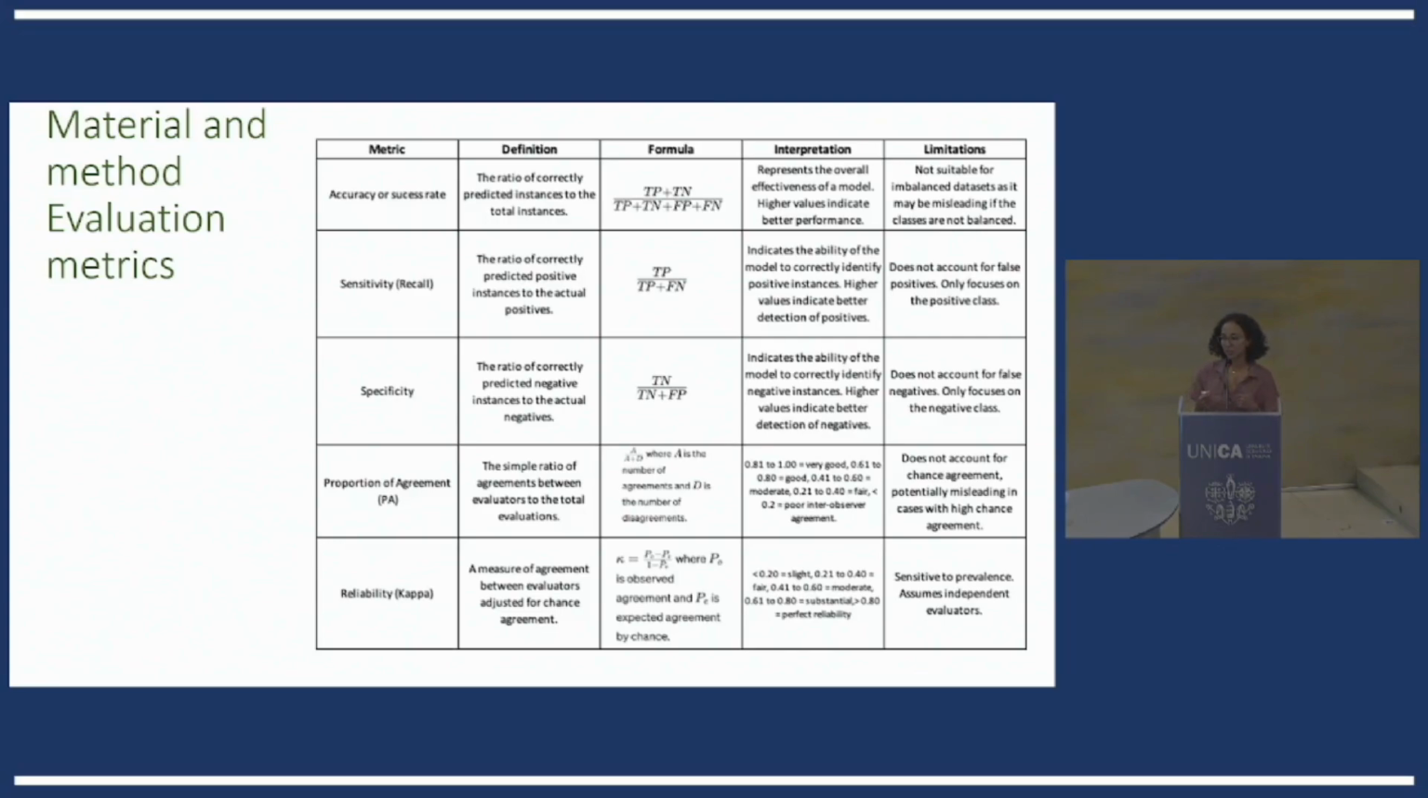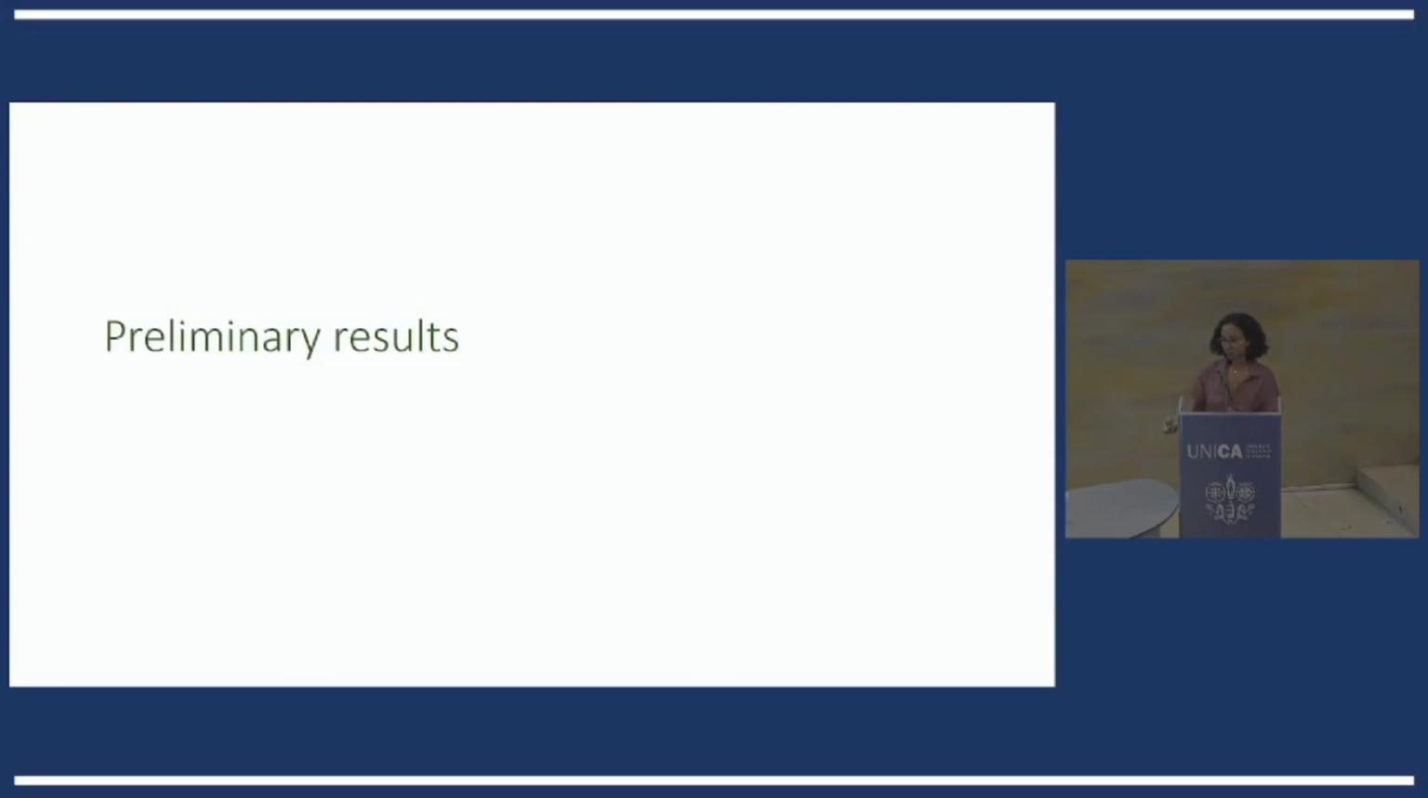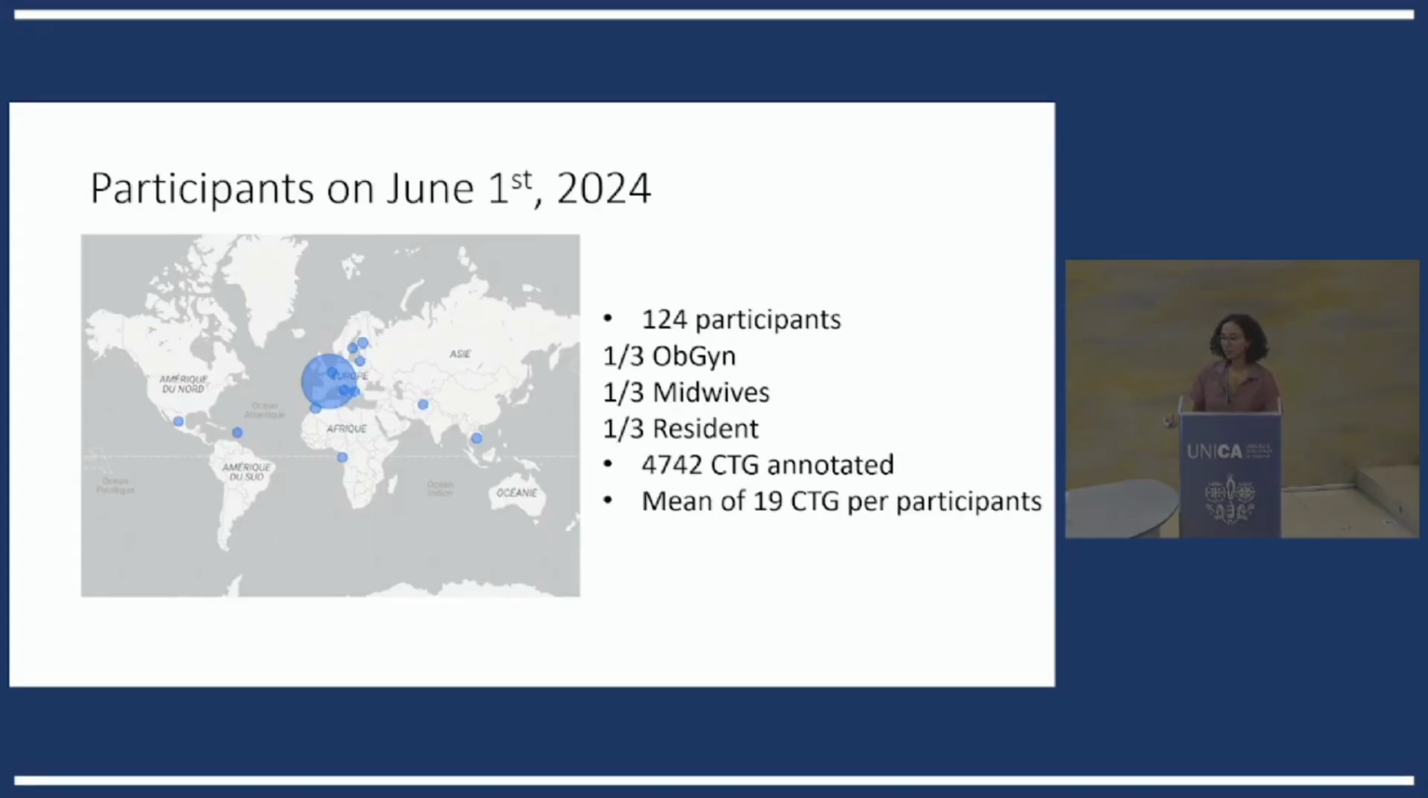The sensitivity is when we only look at the prediction for fetal hypoxia, specificity for normal situation, and the proportion of agreement is the ratio when the raters agree on the response, and the reliability is when the agreement was adjusted for chance. So this is our primary results, and last time I did this statistic was on June 1st.